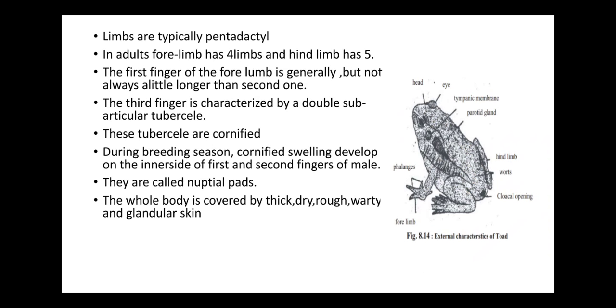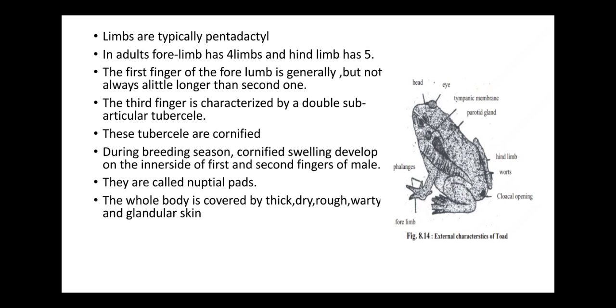Limbs are typically pentadactyl. In adults, the forelimbs have 4 fingers and the hind limbs have 5 toes. The first of the 4 fingers is generally, but not always, a little longer than the second one. The third finger is characterized by double subarticular tubercles. These tubercles are cornified. During breeding season, cornified swellings develop on the inner side of the first and second fingers of the male. They are called nuptial pads.